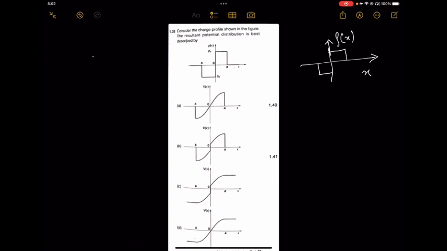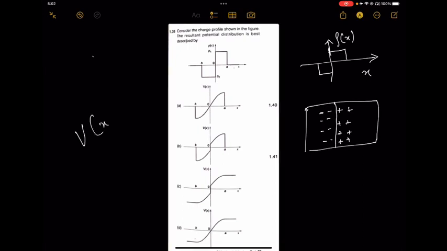So if you want to visualize this, this looks like this: plus charge on this side and minus charge on this side, constant numbers. So actually this comes from a simple diode where this is represented as a depletion region. So the charge concentration is the same. What they are asking is, if the charge profile is like this, what will be the resultant potential distribution, V of x, along the x-axis.